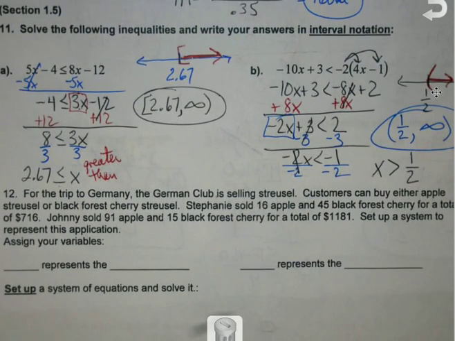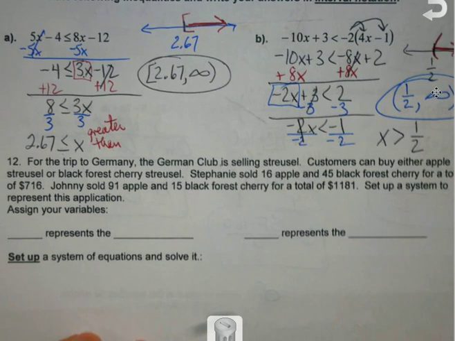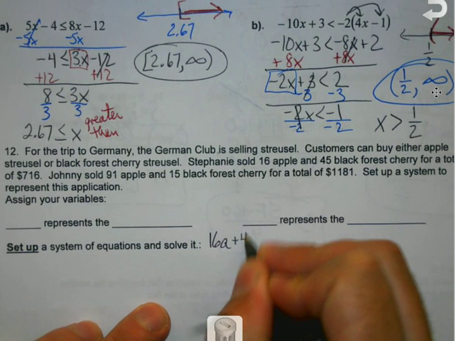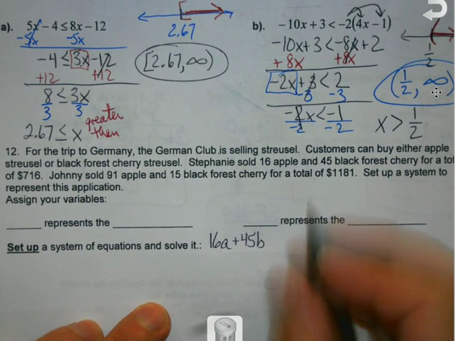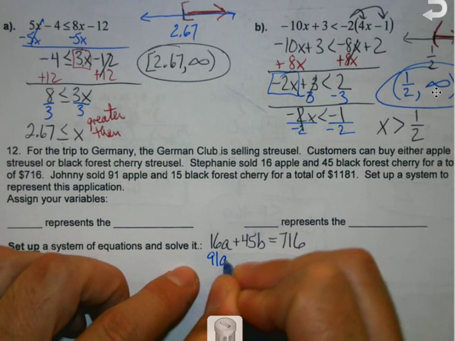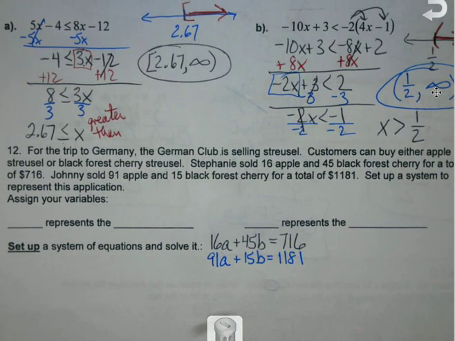So then our last one on the review. Oh, one more application problem. For the trip to Germany, the German club is selling streusel. Makes sense. Customers can buy either apple streusel or Black Forest cherry streusel. Stephanie, time to start setting up equations. Stephanie sold 16 apple and 45 Black Forest cherry for a total of $716. So those first sentence or two just kind of gives me a little background. Once I start seeing numbers, that's where my equations are at.